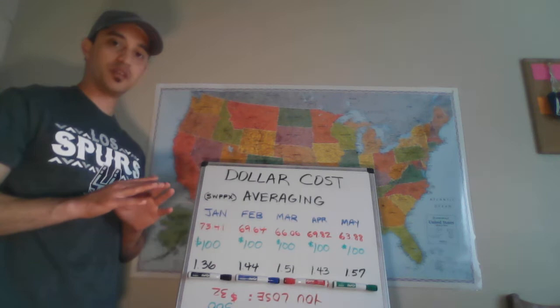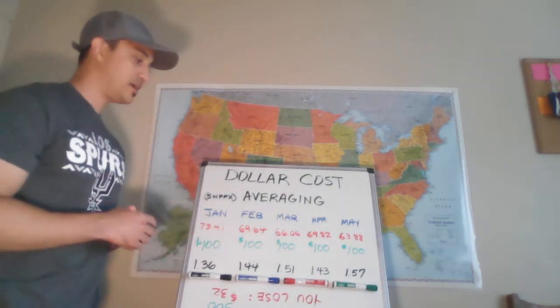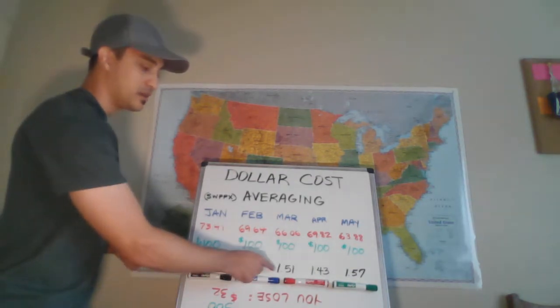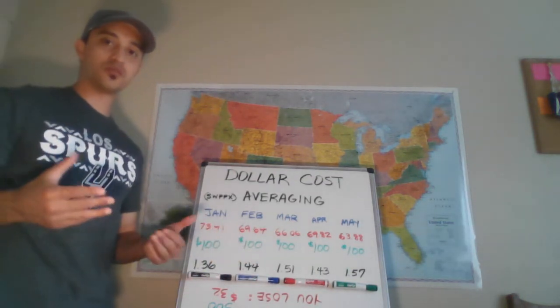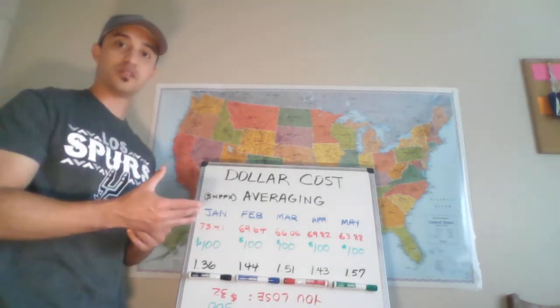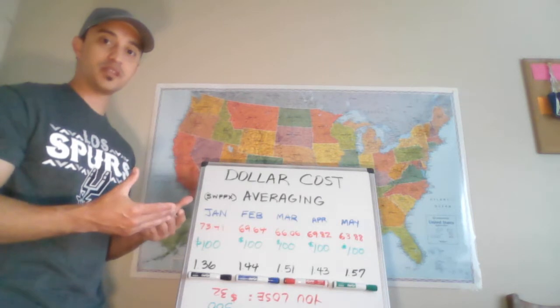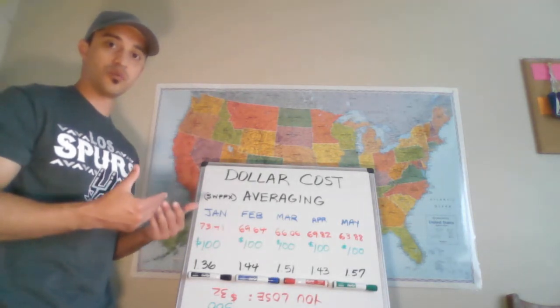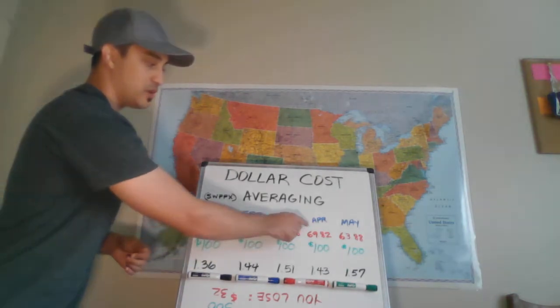Okay, I'm going to stay true to my strategy, true to my plan, and by doing so, I'm buying more shares because they're cheaper. It's like going to the store and saying, "Oh, there's a discount for this. Let me go ahead and buy this." You're basically buying shares at a discount because the price is lower than it normally is. Well, let's move on. Let's take a look at April.